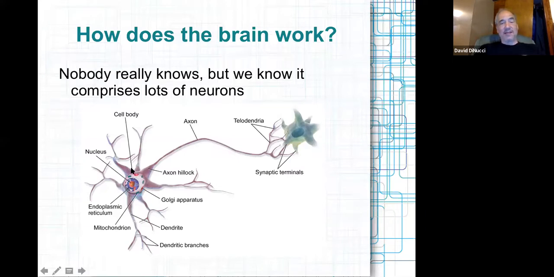So basically, this guy is going to get inputs off of its dendrites. It perhaps may be excited by those inputs, and if it's excited enough, it will send an impulse down the axon, and through these synapses affect other neurons downstream.